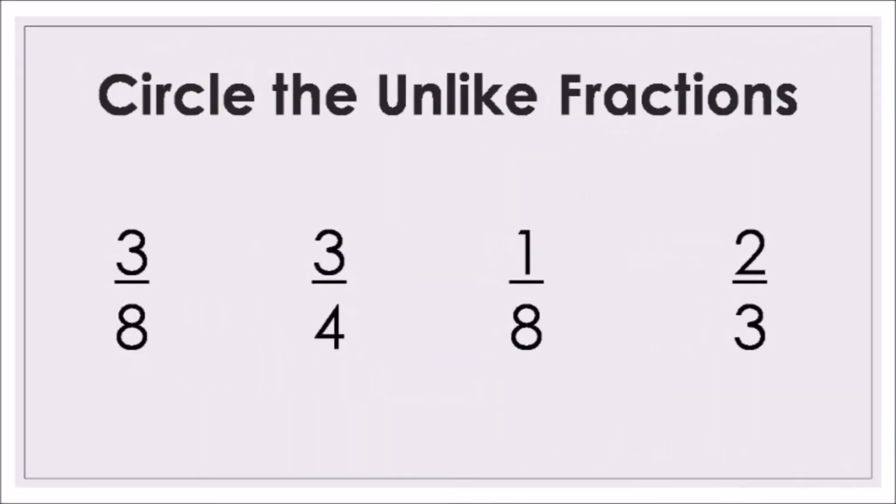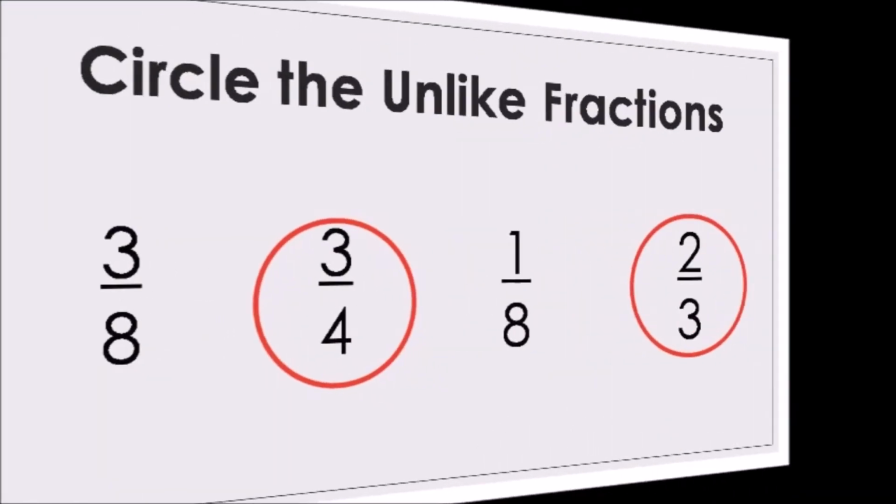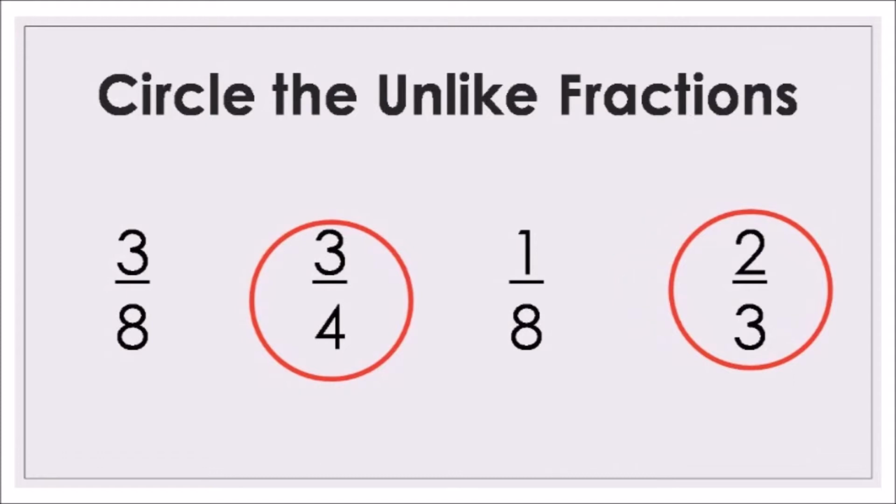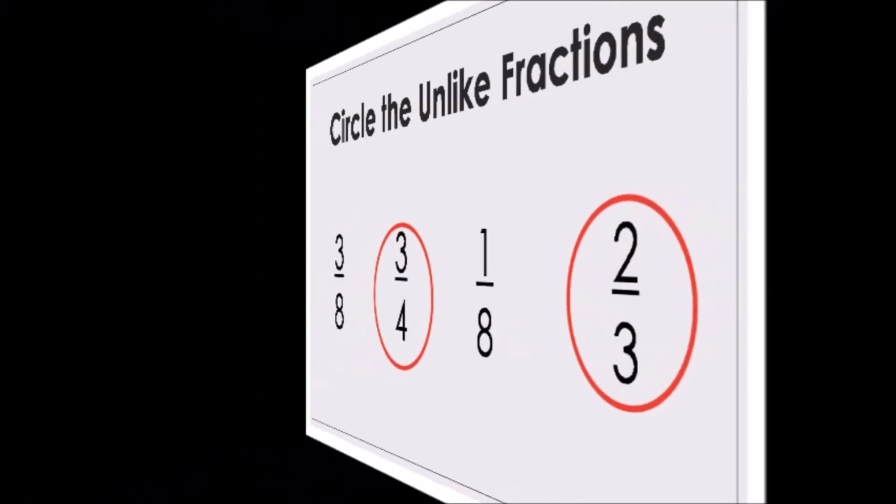And here we go. Circle the unlike fractions. Identify the unlike fractions. Let's see if we can get this done. Remember the definition we just spoke about? Unlike fractions. You have it? Answer is coming up. Here we go. Yes, 3/4 and 2/3. Why? 3/8 and 1/8 are like fractions, so the denominators have to be different. So it's 3/4 and 2/3, with 4 and 3 as different denominators.